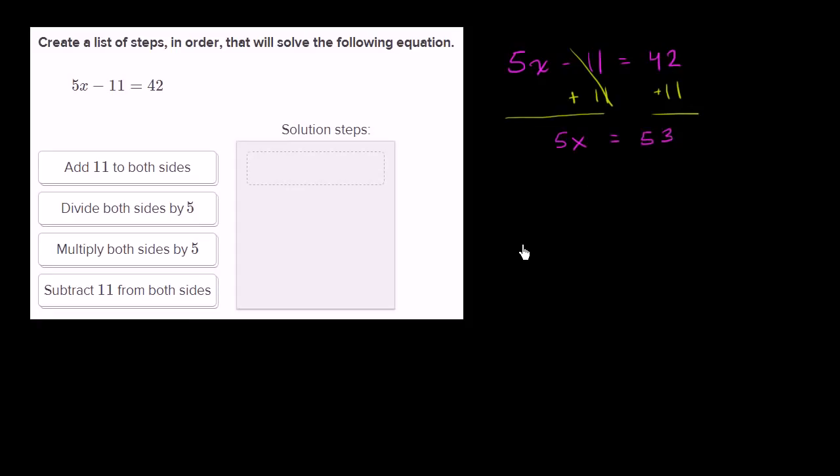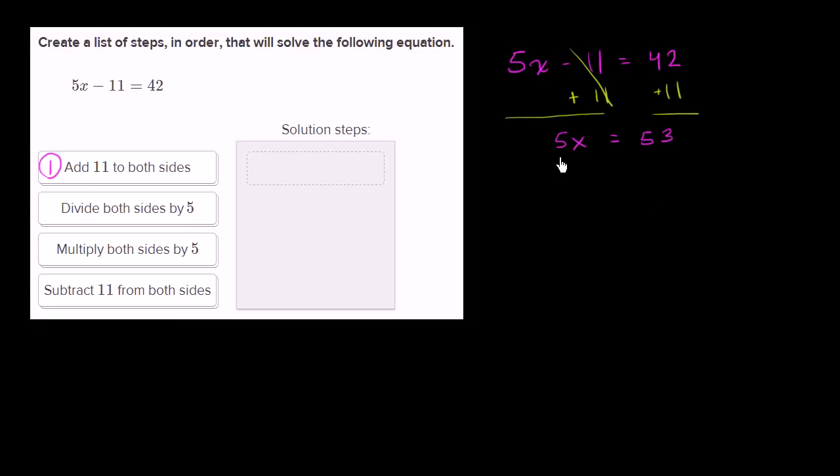So what was the first step that I just did? Well, I added 11 to both sides. So this is going to be my first step. Now what do I do to solve this? Well, once again, I want this to be in the form of x equals something. Then I know what x is.